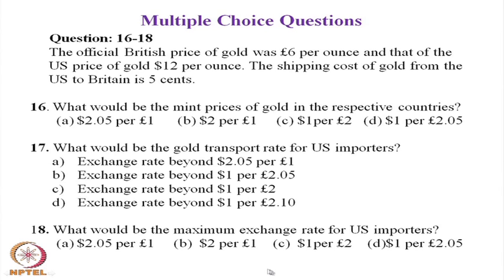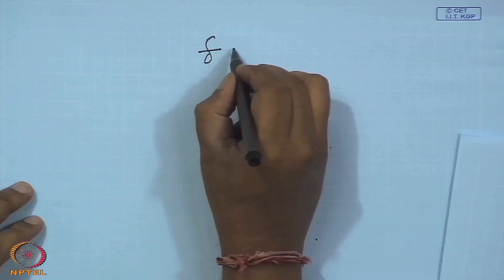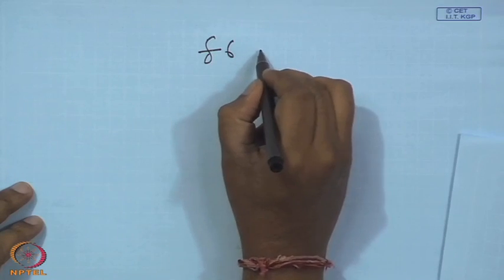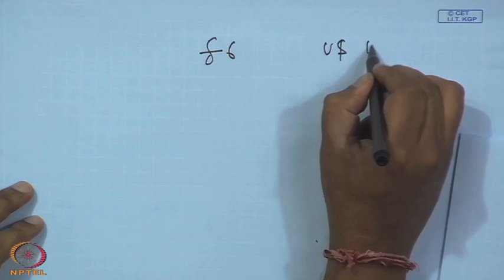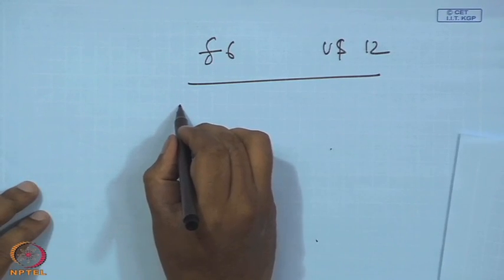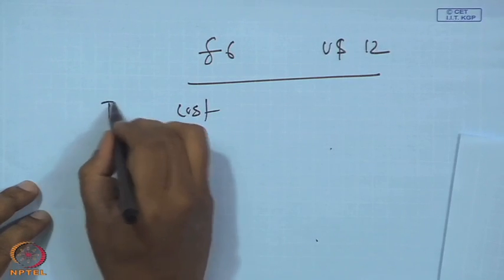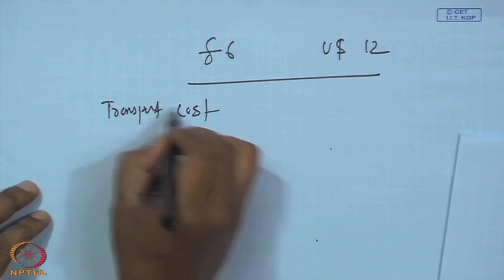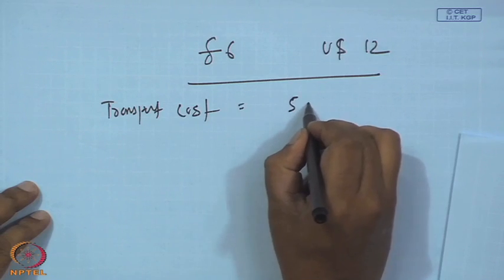Now, let us move to question number 16, 17 and 18. If you read question number 16, we have given a write up to you. The gold price per ounce in Britain is 6 pounds, and in US dollars it is 12 per ounce. And the gold transport or shipping cost is 5 cents.